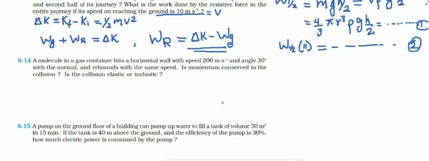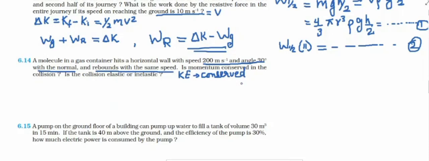A molecule in a gas container hits a horizontal wall with a speed of 200 meters per second at an angle of 30° with the normal and rebounds with the same speed. Is momentum conserved in the collision? Is the collision elastic or inelastic? It rebounds with the same speed, which means no change in kinetic energy. So first you can conclude that in this process kinetic energy is conserved.